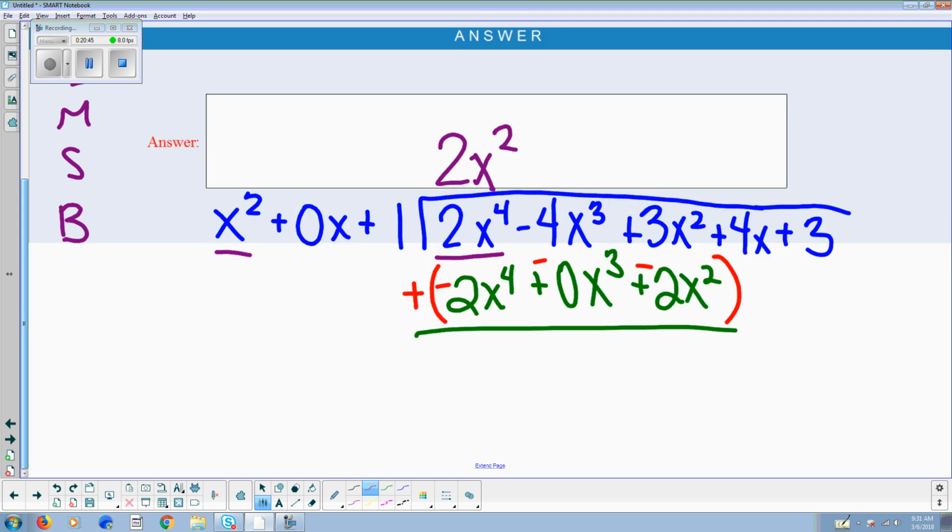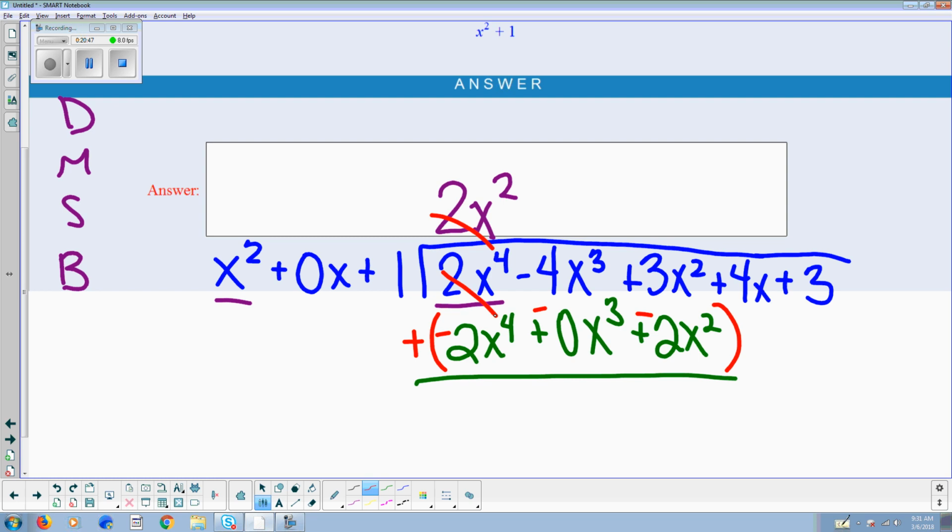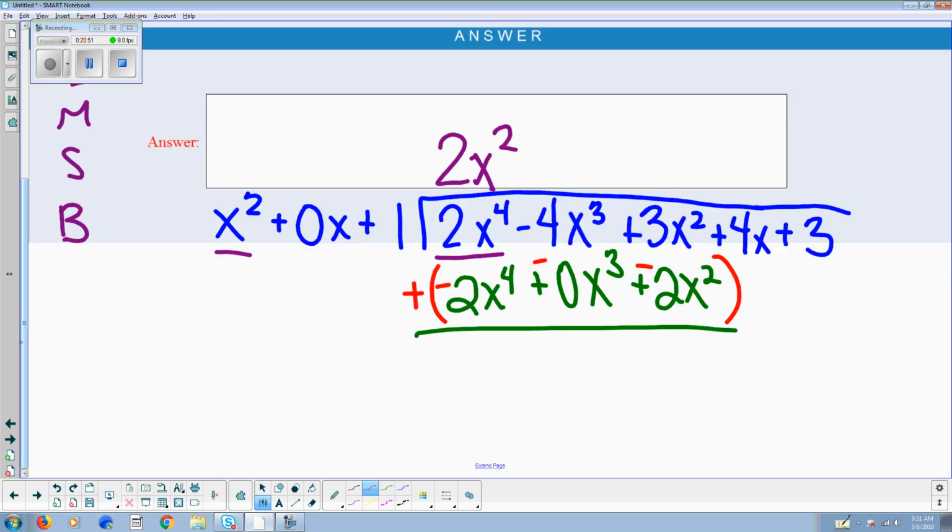So 2x to the fourth plus negative 2x to the fourth cancels. Negative 4x cubed minus 0x cubed is negative 4x cubed. 3x squared minus 2x squared is 1x squared. And brother, daddy, mommy, sister, brother, means to bring down the next term.